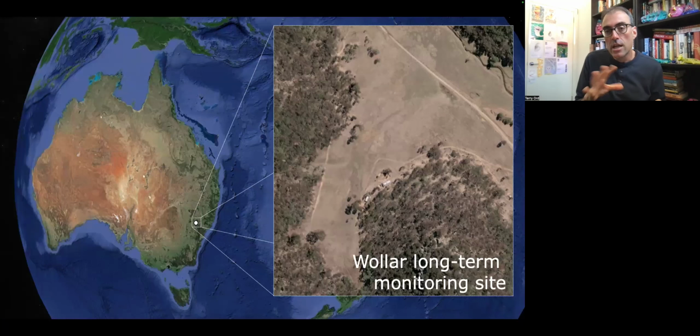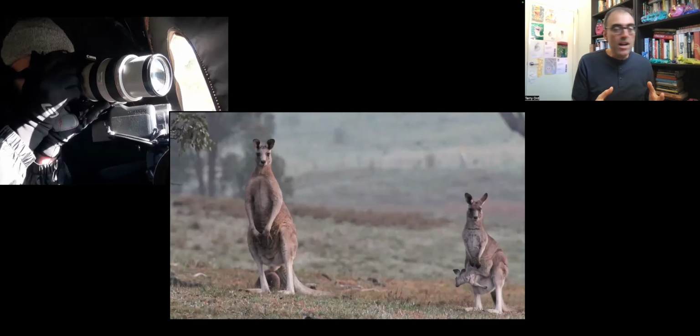So the second case study that I'm going to talk about is the eastern grey kangaroos in the New South Wales Central Tablelands. This is at the Woollahra long-term monitoring site. It essentially started out as a mental health break for me from the admin of academia. I thought, what can I do for a few days that will just let me decompress? And I thought sitting in a hide with my camera and taking pictures of kangaroos would be really great stress relief. And it really is.